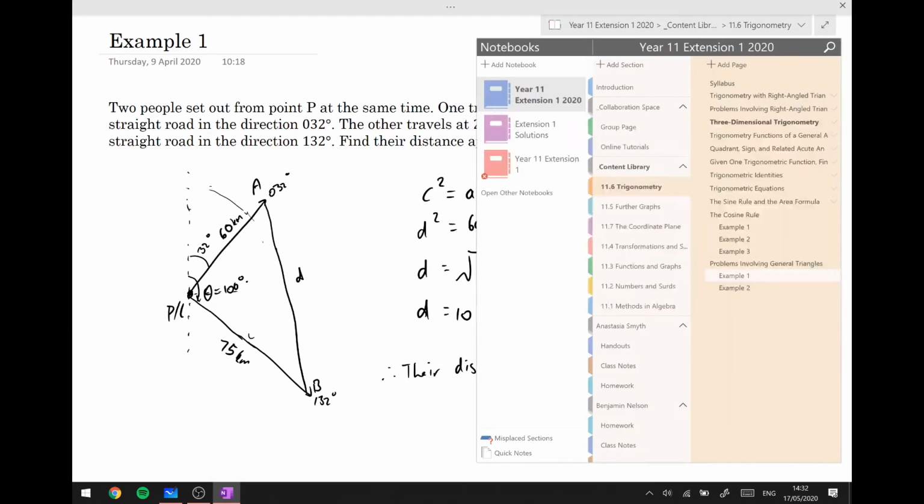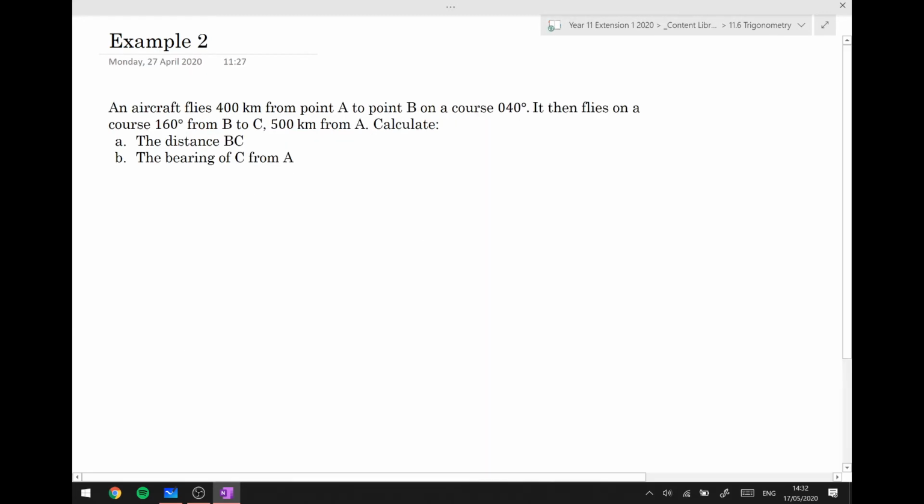Okay, let's have a look at a second example, and we'll do everything in just the one this one, I think, because it's all the same idea. Okay, so an aircraft flies 400 kilometers from point A to B on a course of 40 degrees. Then flies on a course of 160 degrees from B to C. 500 kilometers from A. Calculate the distance BC, and then the bearing of C from A.